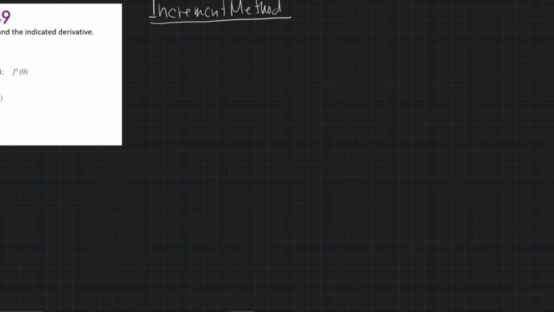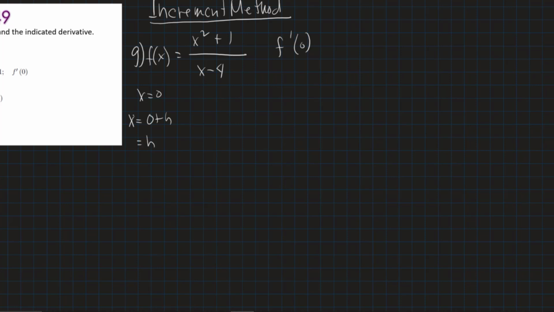So, last one is the letter G. F of x equals x squared plus 1 all over x minus 4. Kunin natin yung f prime of 0. So, our x here is equal to 0. So, lahat ng x, papalitan lang natin ng h. Kasi x, di ba, magiging 0 plus h. E di h na lang. So, kunin natin yung f of 0. Ang f of 0 natin, ito magiging 0, this one magiging 0. So, magiging negative 1/4.